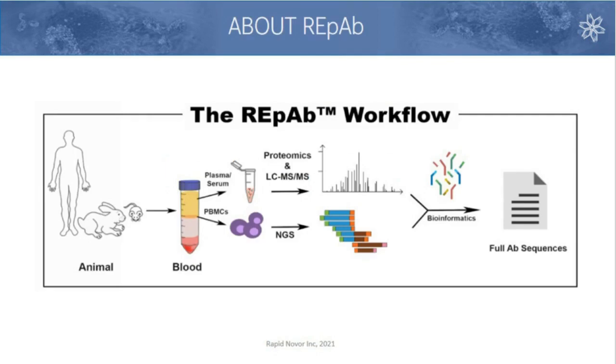So this is the workflow. Those of you who have never seen it before, essentially what we do is we start off with an animal of interest or patient of interest. We pull down the blood, and then we can perform some specific purifications of the serum as well as the PBMCs, allowing us to create a proteogenomics database and yield full-length antibody sequences at the end of that that are paired.